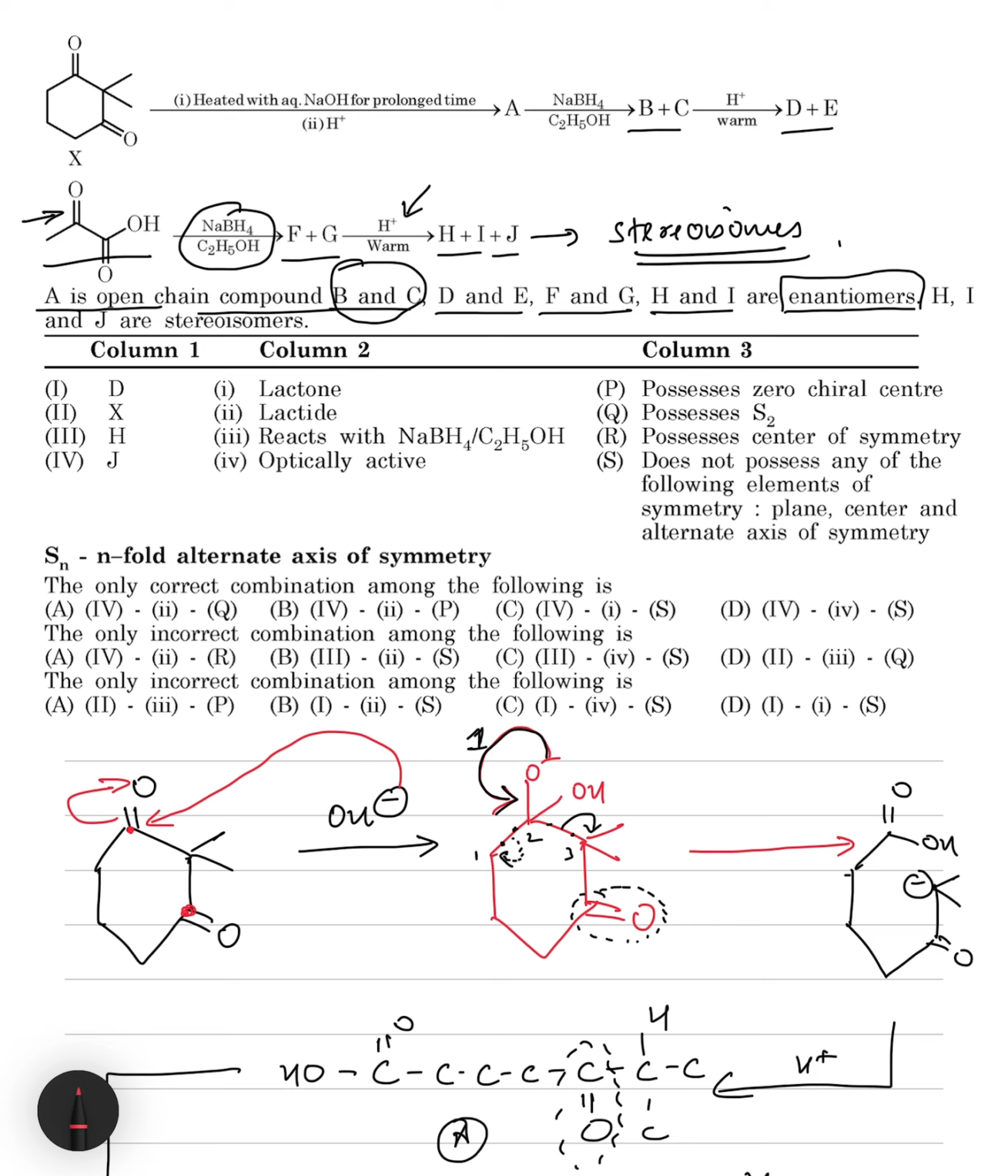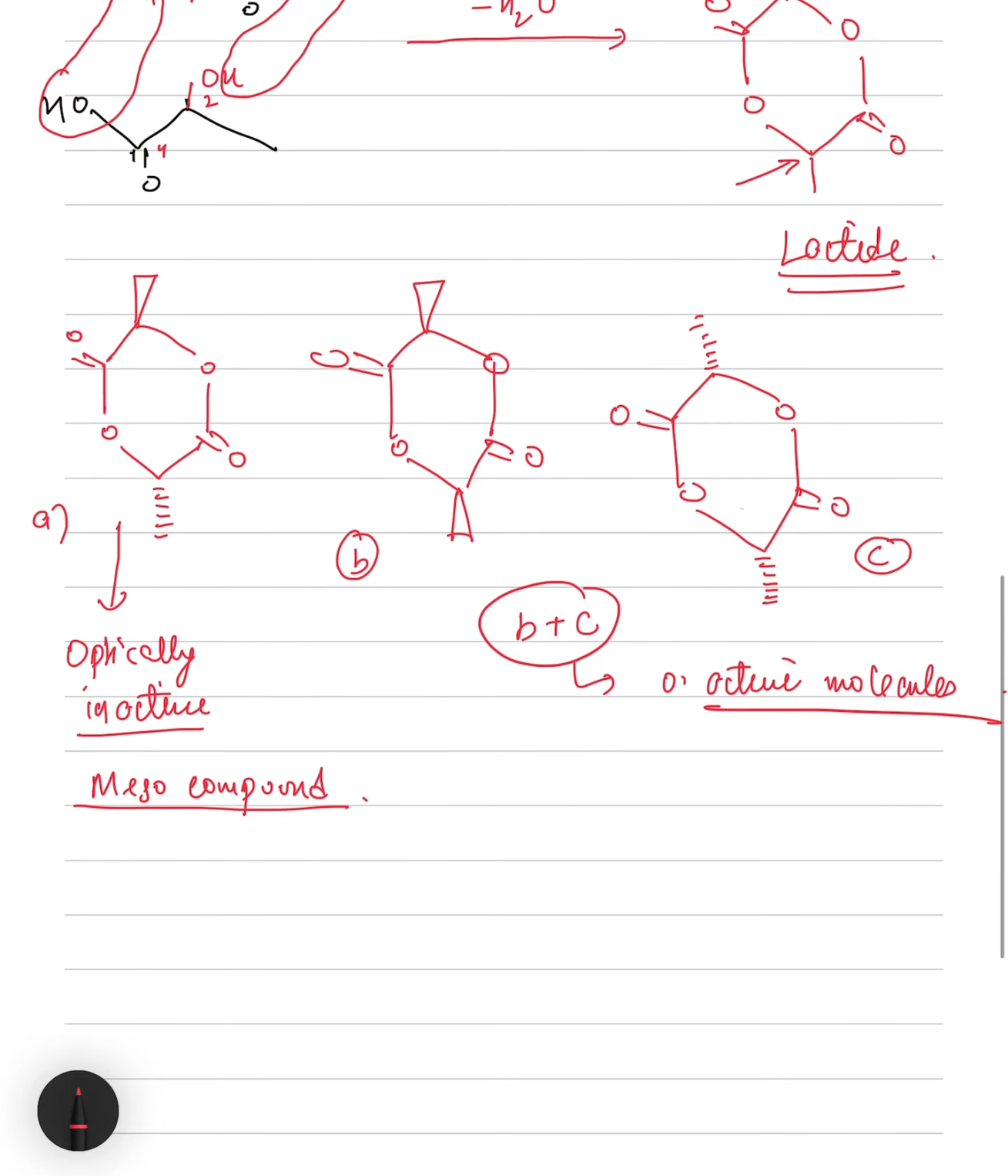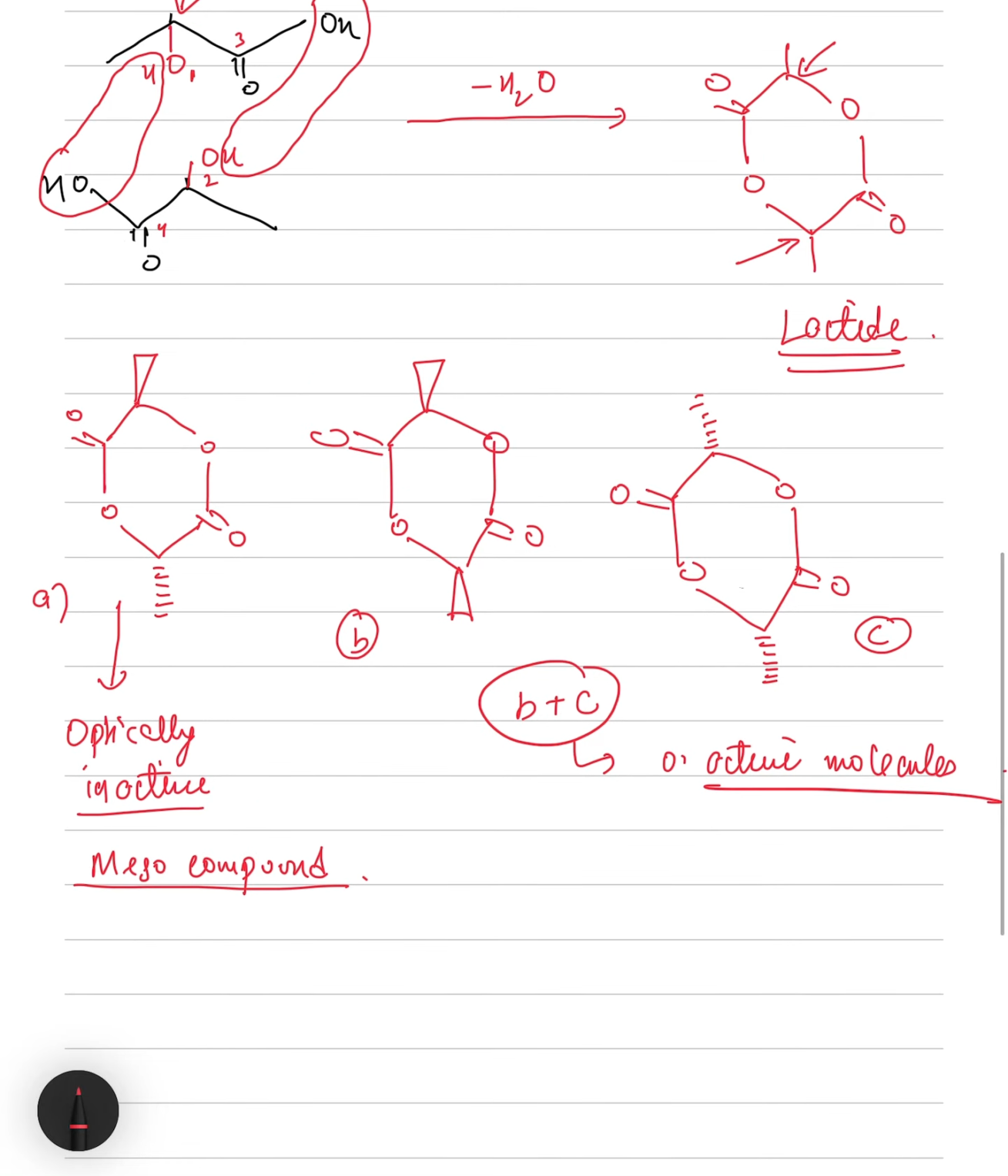Now if you look above, from F and G, after their reaction with H plus in warm conditions, we had obtained three products, H, I and J, right? H, I and J are stereoisomers. So when we are talking about isomers, B and C are enantiomers. These B and C are basically H and I. And this molecule is basically J, the optically inactive one, that is the meso compound, right? So this is how we have obtained the reactions. I hope you have understood how to do the reactions of this question.